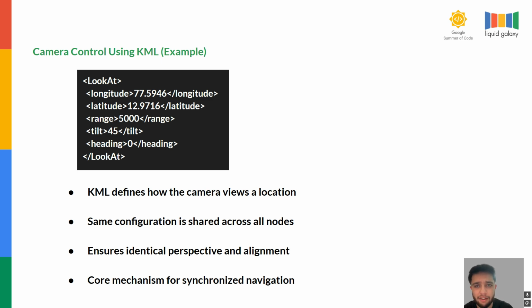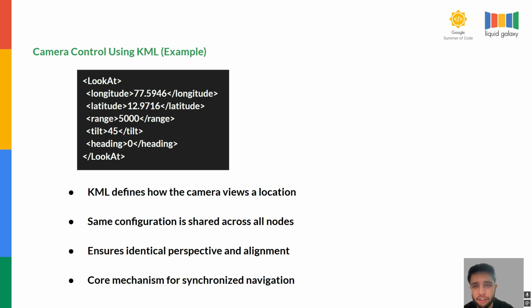So in this slide I'll explain how KML is used to control the camera position and movement in Liquid Galaxy, which is critical for synchronization. So the code shown is this. Look at this block of a KML file. Now the KML block defines exactly how the camera should view a location.